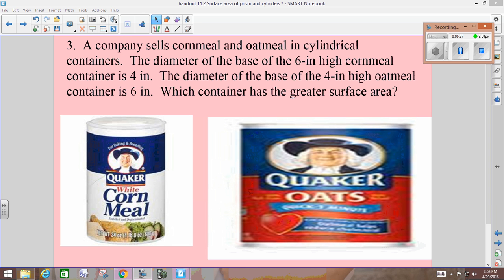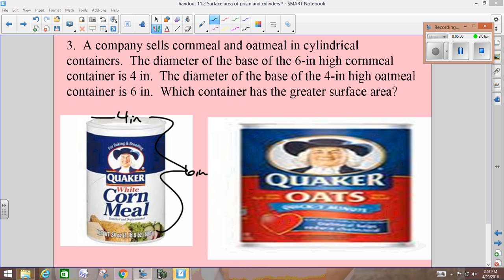Okay, 3 says a company sells cornmeal and oatmeal in cylindrical containers. The diameter of the base of the 6-inch high cornmeal is 4 inches. So the cornmeal is 6 inches high and has a diameter of 4 inches. And then the oatmeal says the diameter of the 4-inch high oatmeal is 6 inches. So the diameter on the oatmeal is 6 inches and its height is 4 inches. Instead of finding which one has the greater surface area, I want you to tell me which one needs more paper for their label.